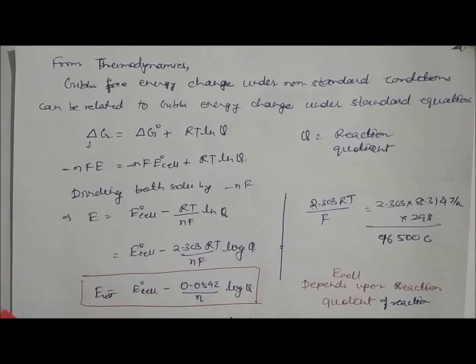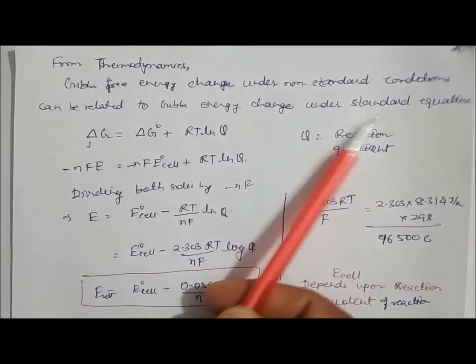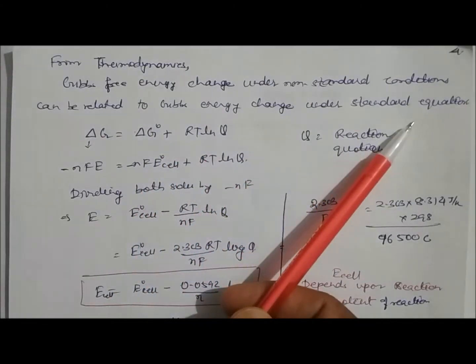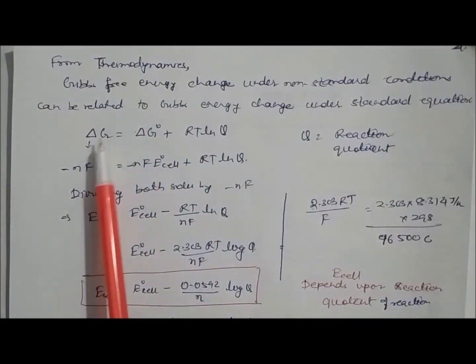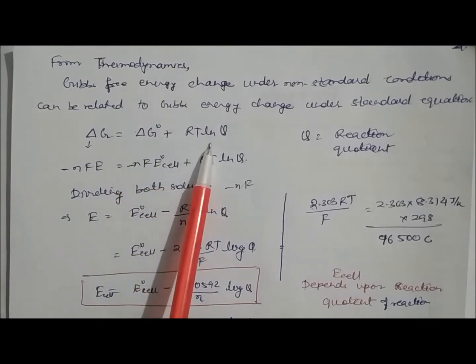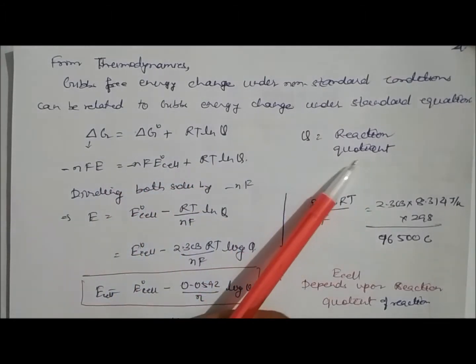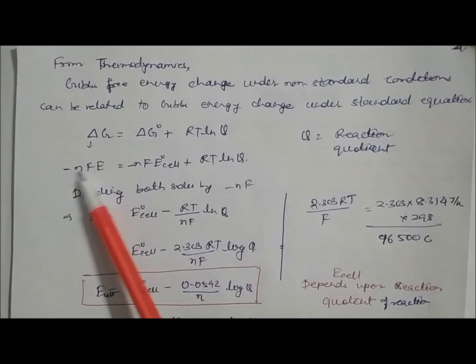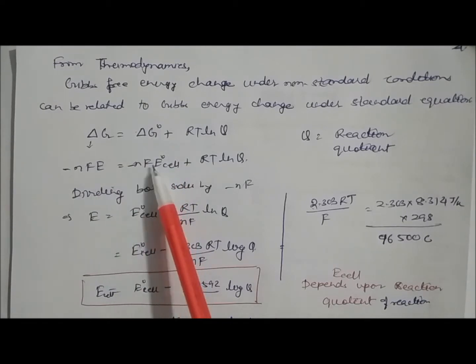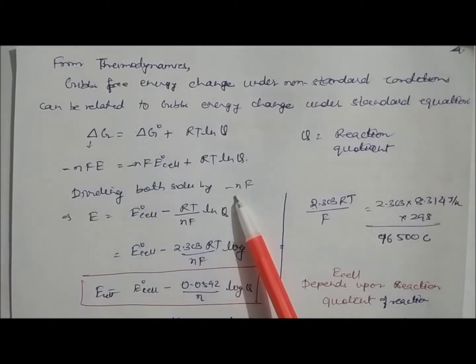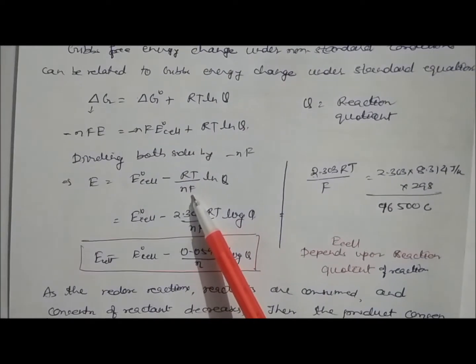So from thermodynamics, Gibbs energy change under non-standard conditions can be related to Gibbs energy change under standard conditions. So delta G equals delta G naught plus RT natural log Q. What is Q? Q is the reaction quotient, already we have seen in chemical equilibrium. So write the value of nFE for this one, nFE naught cell for this one, and RT ln Q. Divide the whole by nF, so you will get the value RT ln Q.